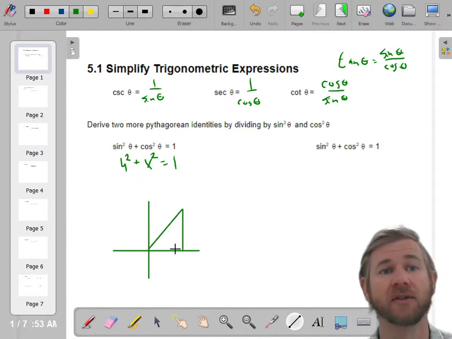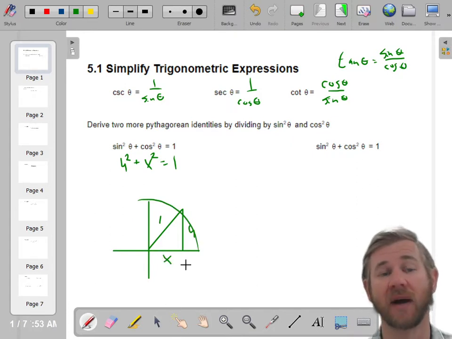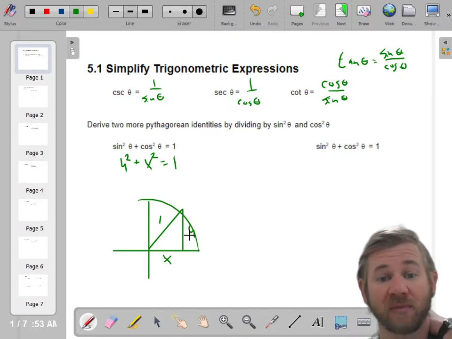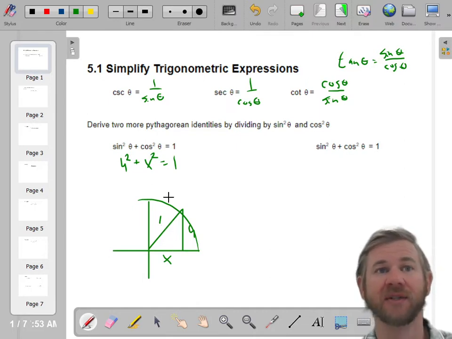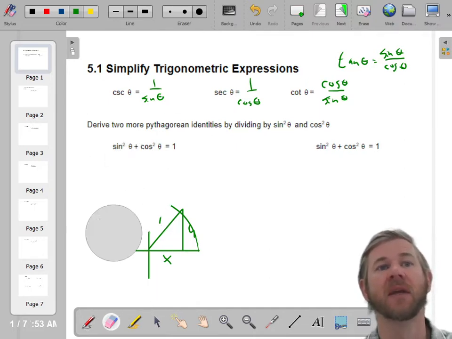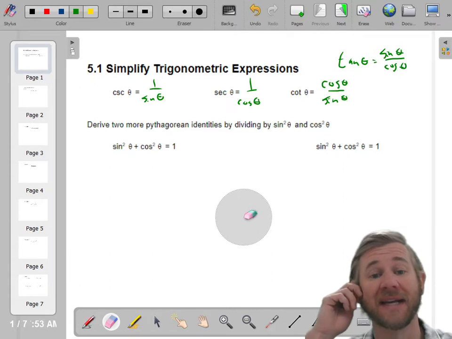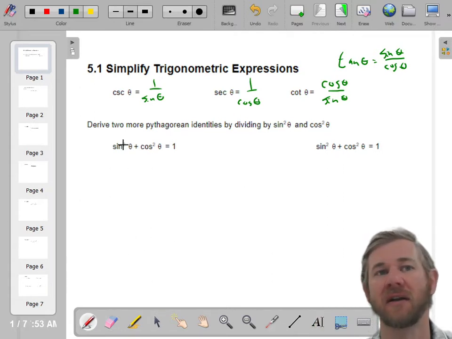any point on the unit circle has a radius of 1. And this is x, and this is y. So we're doing the Pythagorean theorem: x squared plus y squared equals 1. It's just in terms of sine and cosine. Now, there are two other Pythagorean identities, and you can pretty easily figure them out if you know this one.